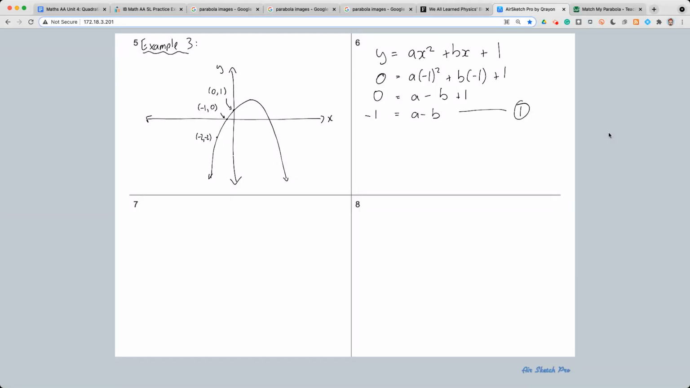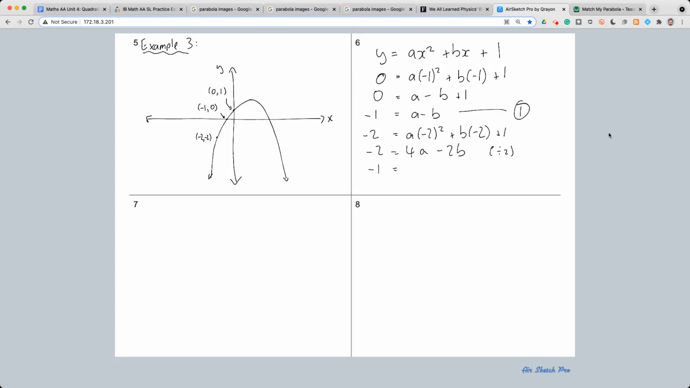But I've also got another point, and that's minus 2. Have I made a mistake yet? I don't think I have. So we've also got this other one as well. So at minus 2, I've got a minus 2 squared plus b minus 2 plus 1, which equals 4a minus 2b equals minus 2. And I might simplify that because I've got a common factor of 2. So I'm going to divide by 2 everywhere. And I get minus 5.